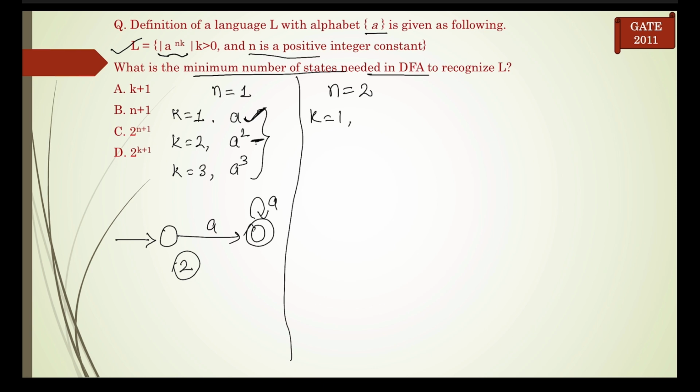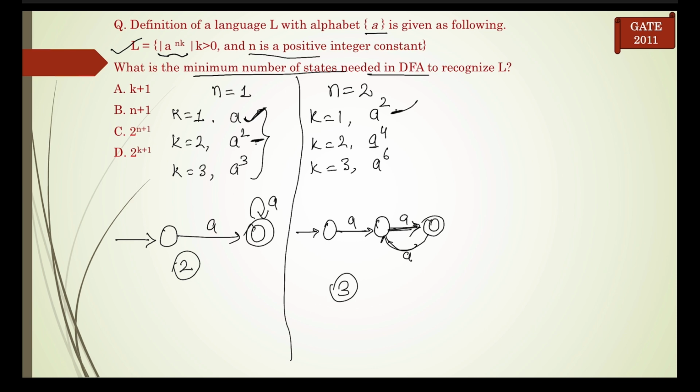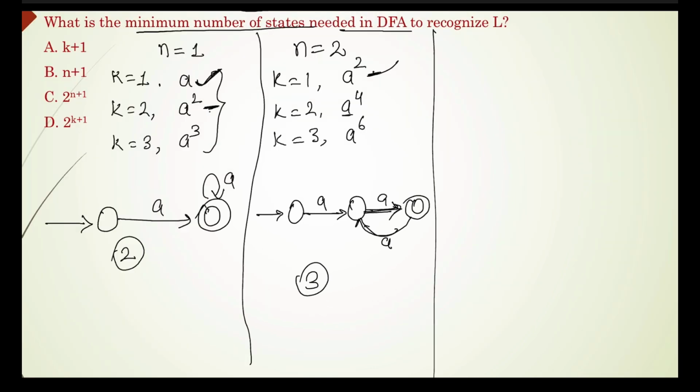Now when the value of n is 2 and k is 1, the string will be aa. When k is 2, the string will be a to the power 4, it means 4 times a. When k is 3, 6 times a can be accepted. So the minimum length string is 2 times a, so it will be like this. After this, it can accept 4 times a. So the transitions will go here: 1a, 2a, 3a and 4a. So here the number of states is 3.